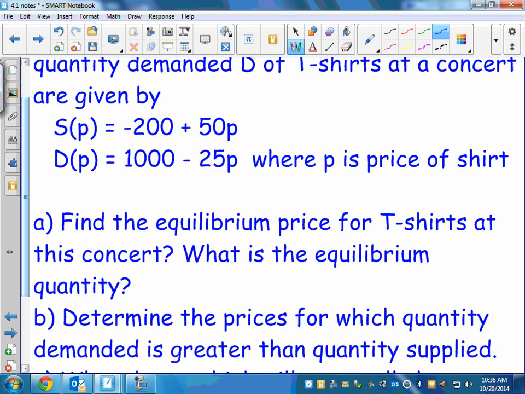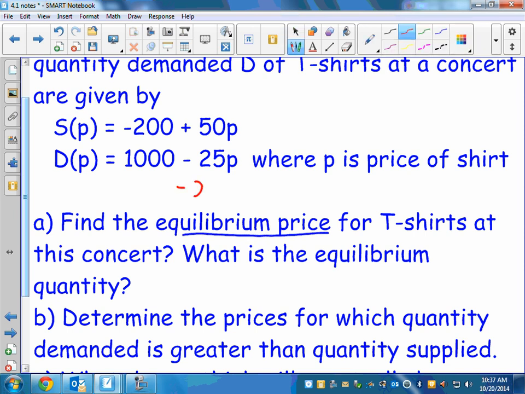So why are we doing these problems? Because these are like applications of linear equations. These are both linear equations. So we're saying, what can we do with linear equations? People that sell things, economists, they really do use supply and demand equations. So equilibrium price means I'm just going to set supply equal to demand.